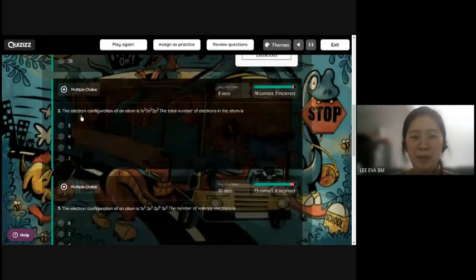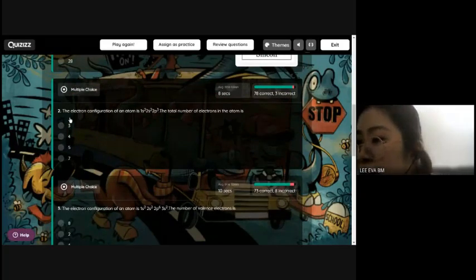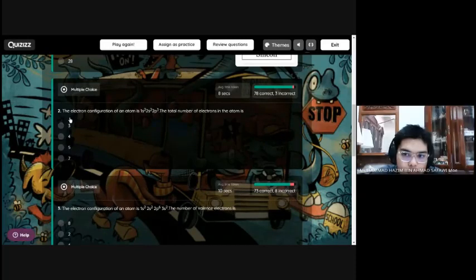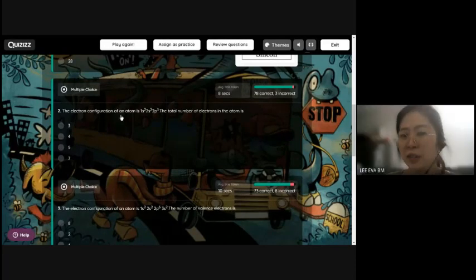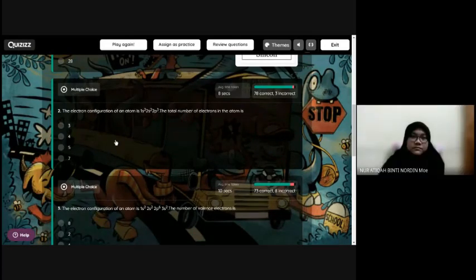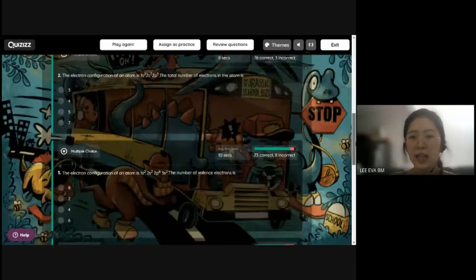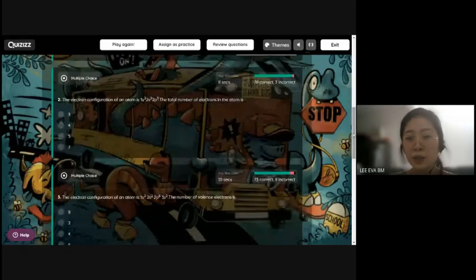And for question number 2, electronic, can you see my screen? The answer, the questions? Yes, madam. Okay. Right. The electronic configurations of an atom is 1s2, 2s2, 2p3. Total number of electron, the correct answer goes to? 7, because you add up all of them. Okay. And for questions, and very good, got 78 of you got it correct.